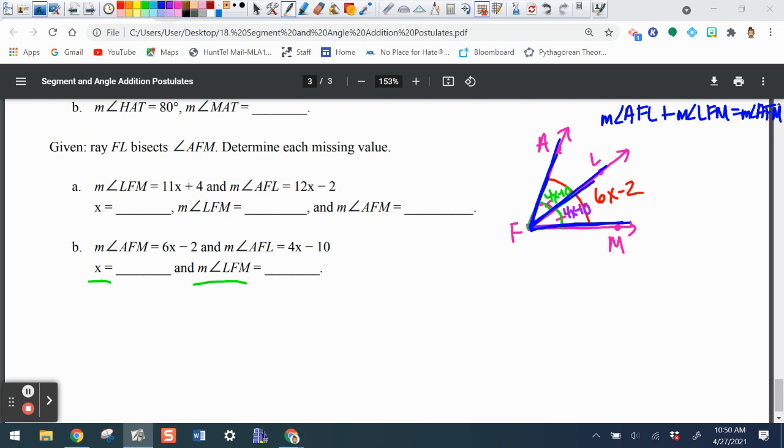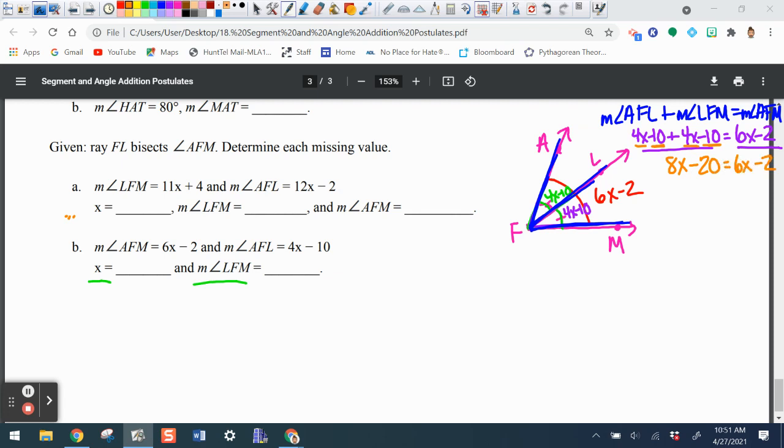So using my diagram, I'm going to fill in my missing pieces. Measure of angle AFL, we'll write 4x minus 10. And likewise for angle LFM, 4x minus 10. And the measure of angle AFM is 6x minus 2. Again, we're writing that two different expressions equal the same thing. So don't get thrown off by that on the example we did for item A. So 4x and 4x will combine like terms, 8x, and negative 10 and negative 10 is negative 20.